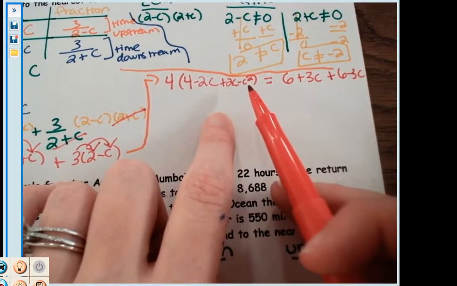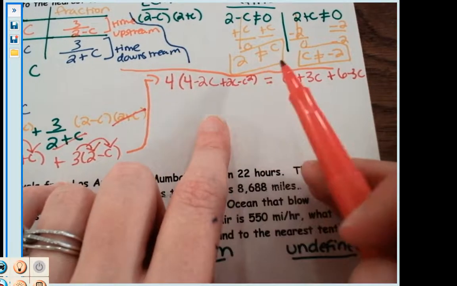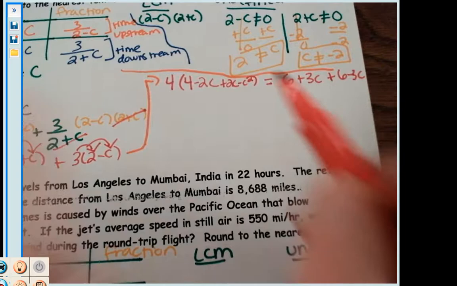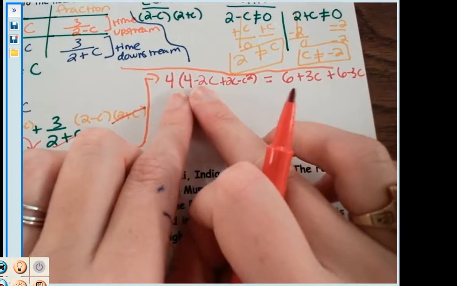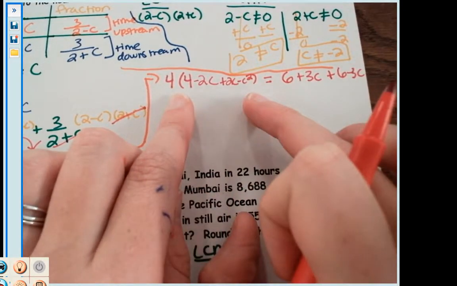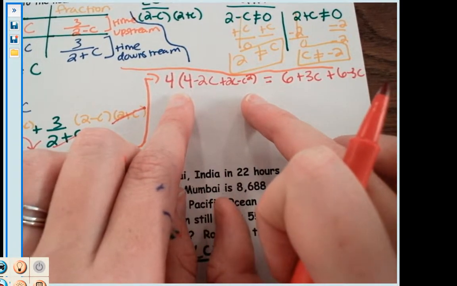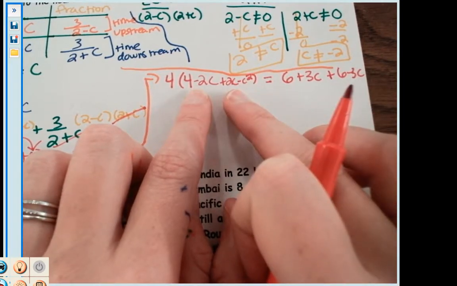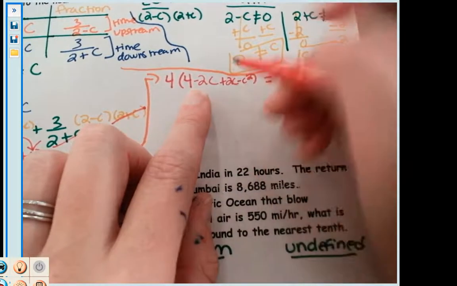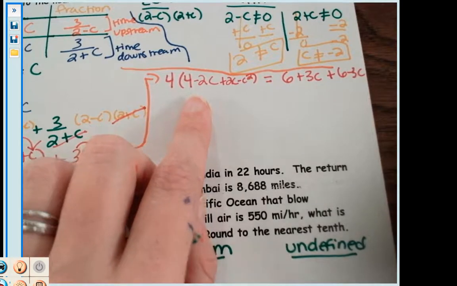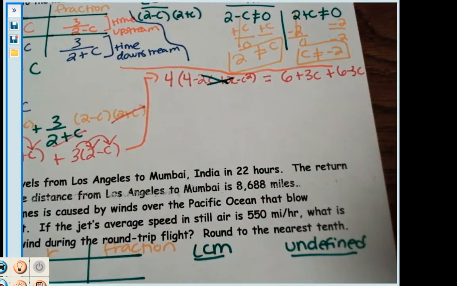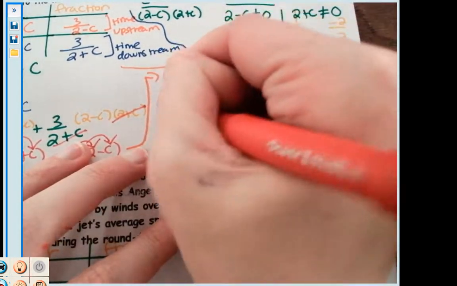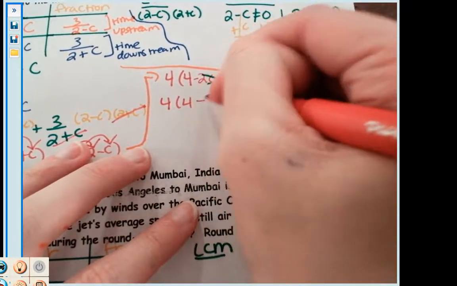All right guys, so same thing here. I have a number outside of a parenthesis, which means I need to distribute. But before we do that, why don't we combine our like terms? Because I'm seeing that something might cancel out. The only like terms I see are my negative 2c and my positive 2c. Those cancel each other out. So now what I'm left with is 4 times 4 minus c squared.